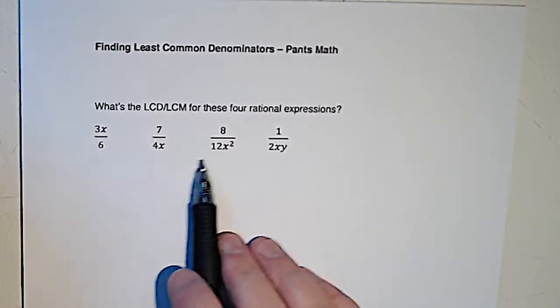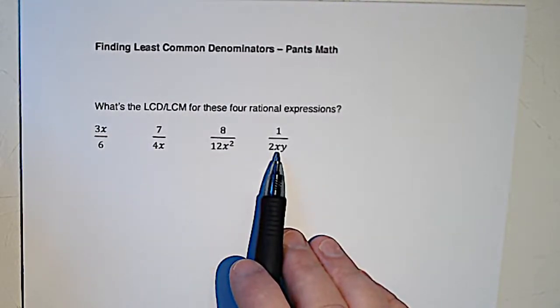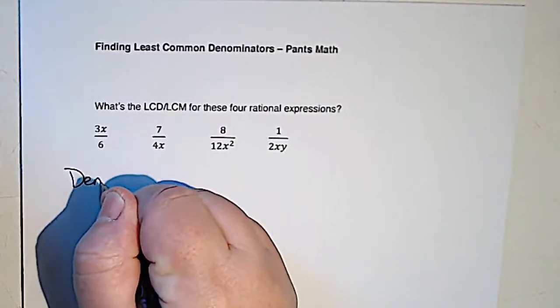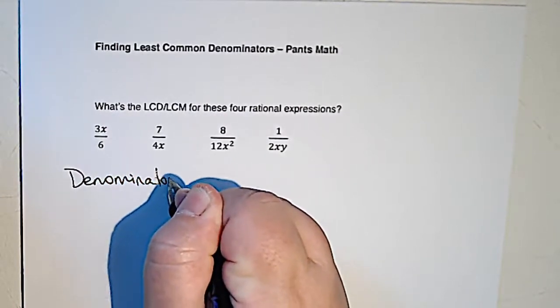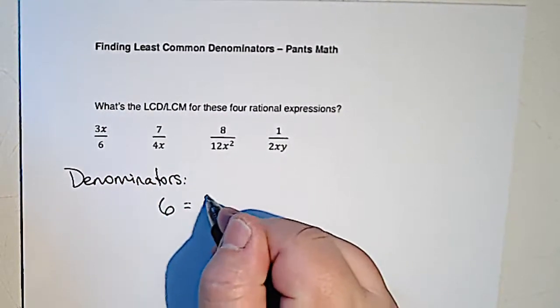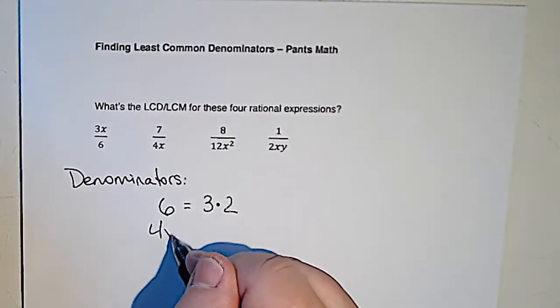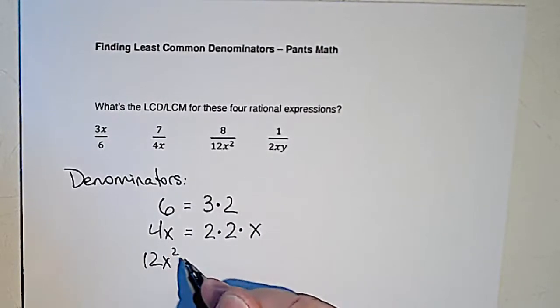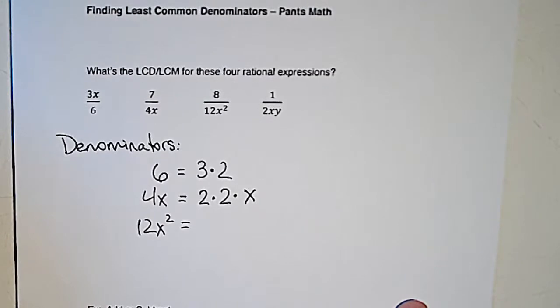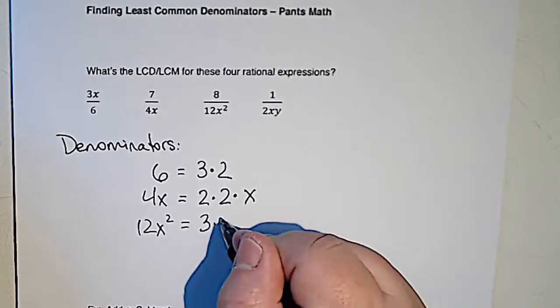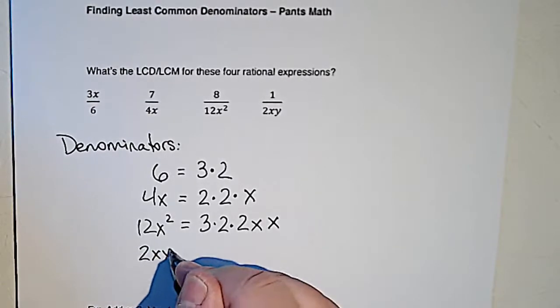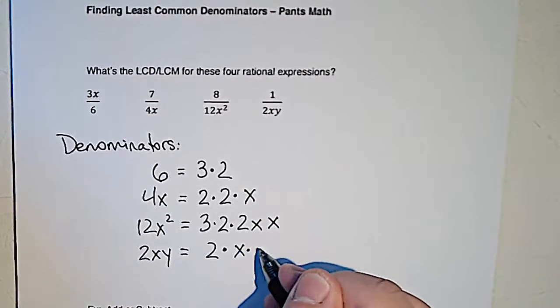So if I've got these 4 rational expressions, I need to look at the denominators. I've got 6, which is 3 times 2. And I've got 4x, which is 2 times x. I've got 12x squared. And you may have to do a factor tree for this, and that's fine, but I'll tell you it's 3 times 2 times 2 times x times x. It's 3 times 4 to give me the 12. And then the last one is 2xy, which is 2 times x times y.